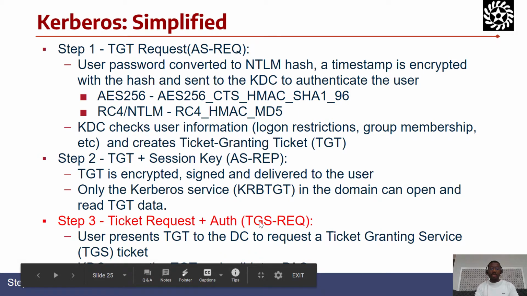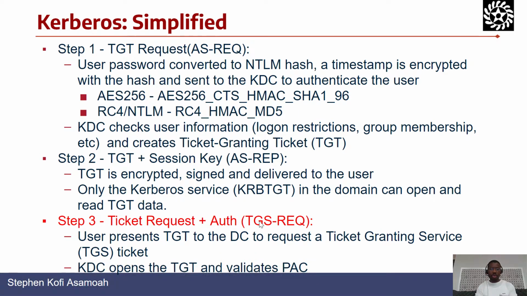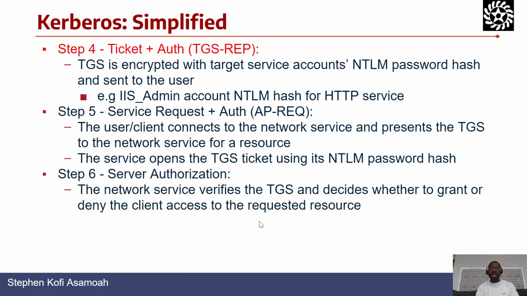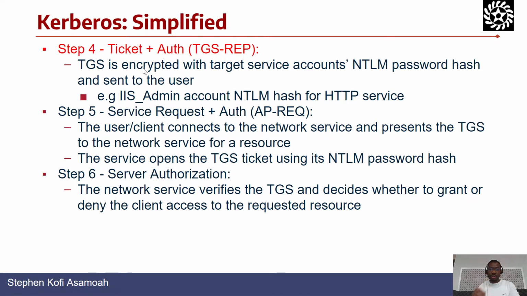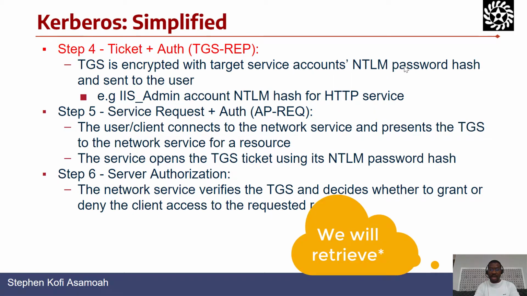Again, when you begin to actually request a resource, you are going to present your TGT to the domain controller to request a TGS. It contains information about you. All right. So the KDC will open the TGT and then validate your information. Okay. Once it's validated, it is going to take the ticket and then the authentication and then send you the TGS reply. The TGS is actually encrypted with the service that you requested, the NTLM hash of that service. And this is where we would actually abuse Kerberos, because we can capture that password hash and then crack it offline.